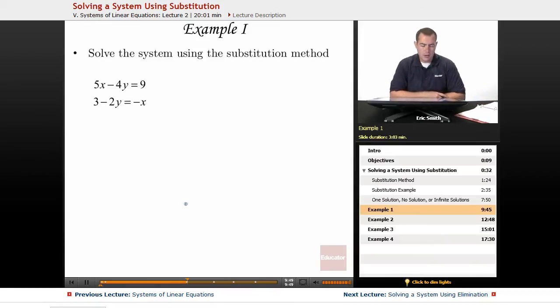We want to solve the following system. 5x minus 4y is equal to 9, and 3 minus 2y is equal to negative x. So the first thing I need to do is solve for either x or y. It doesn't matter which one we choose.